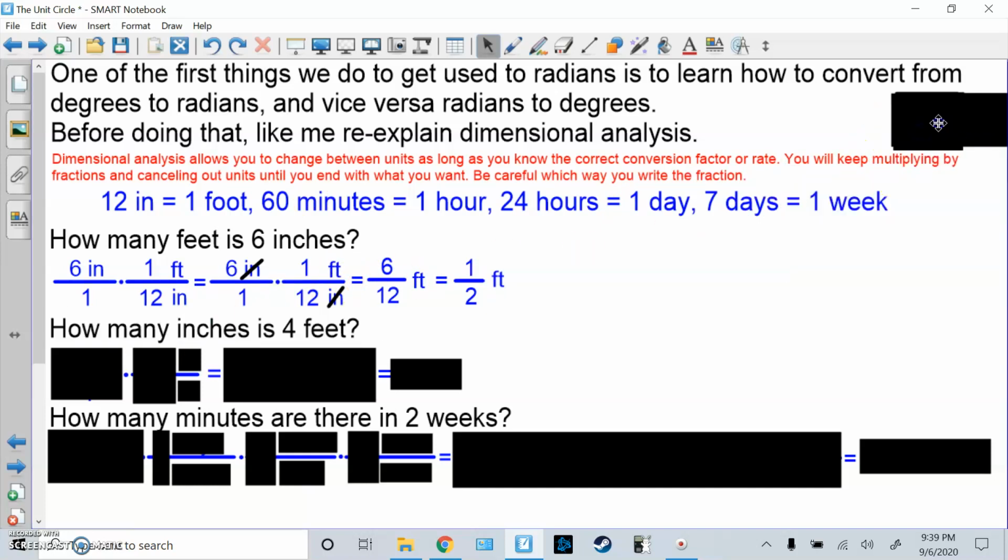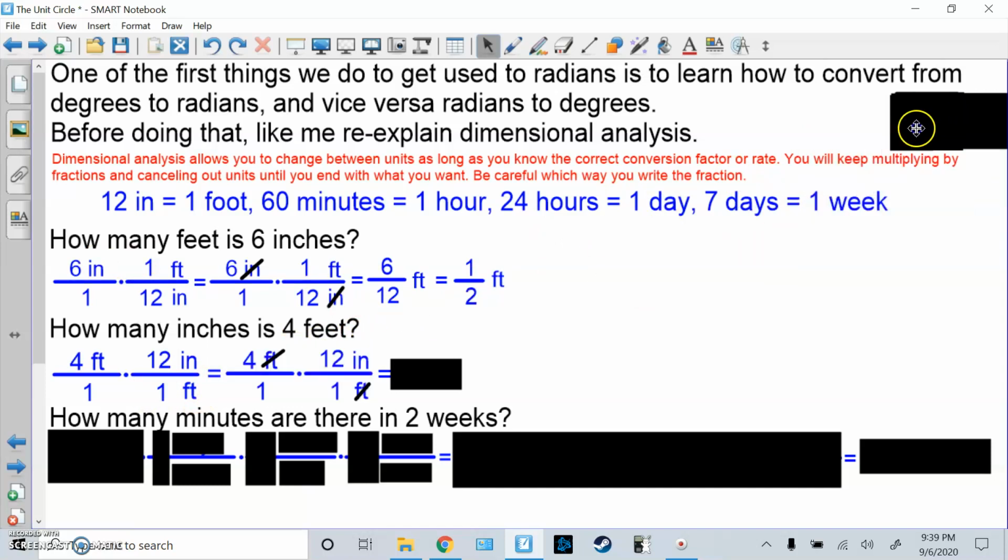Let's try a different one. How many inches is 4 feet? We start at 4 feet. I need to get rid of feet, so feet is on the bottom, inches on top. That's why 12 is on top this time and 1 is on the bottom. Cancel out the units, feet cross out. 4 times 12 is 48 over 1. We don't need a 1, so 48 inches. So I know 4 feet is 48 inches.